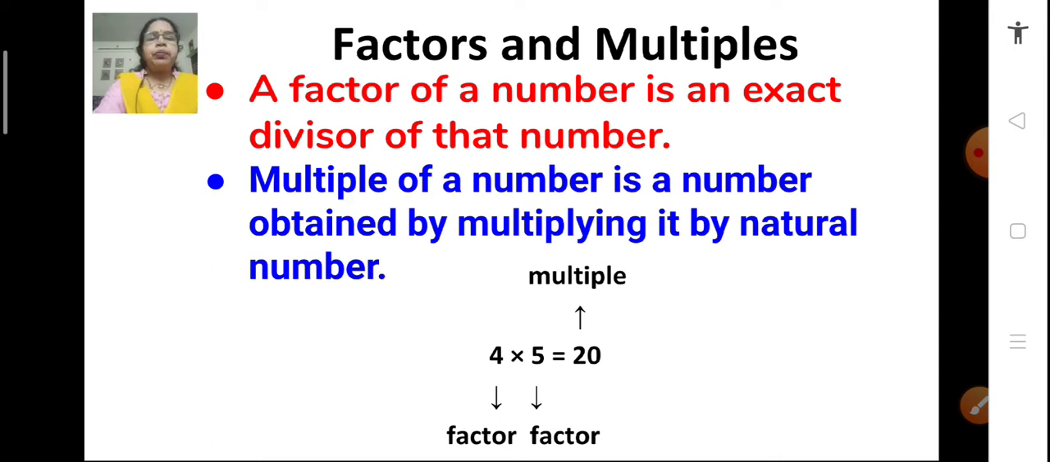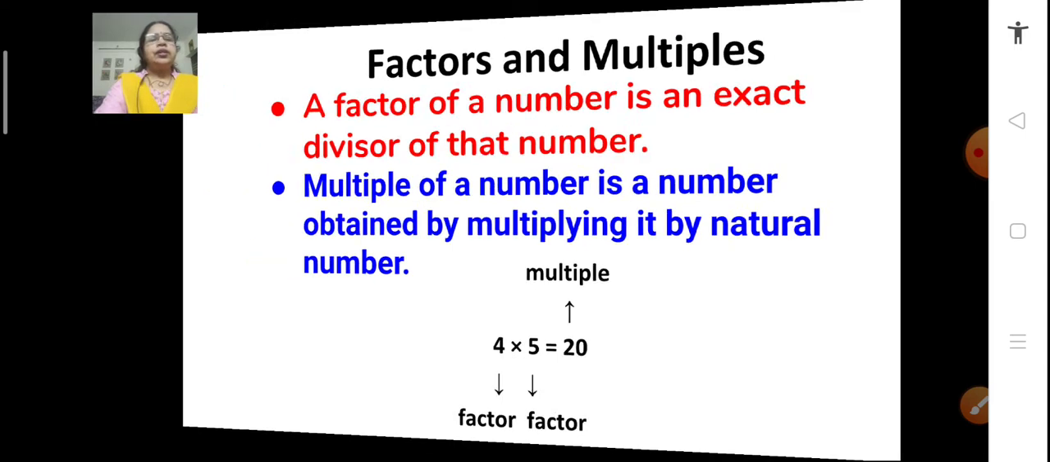And what is a multiple? A multiple of a number is obtained by multiplying it by a natural number, by another number. Okay. So if we take 4 and 5, then what is the multiple of 4 and 5? 20. Okay. And 4 and 5 both will be the factors of 20.